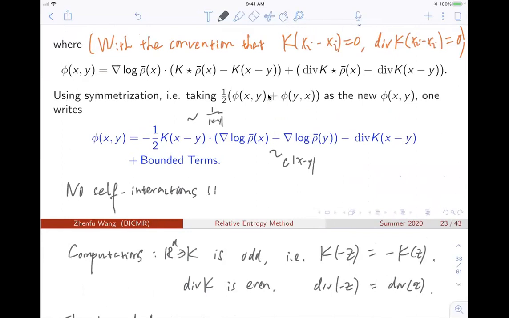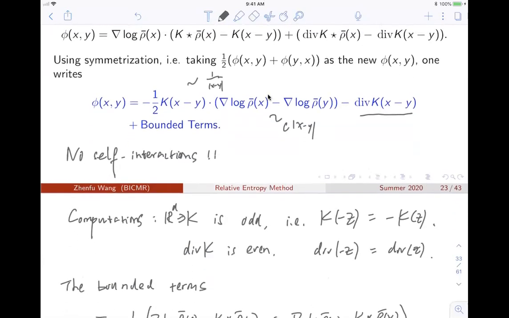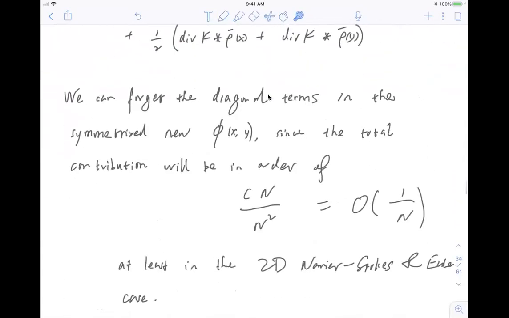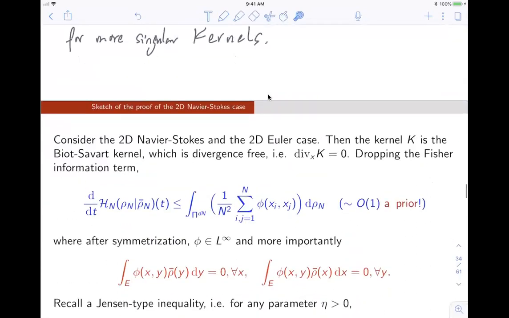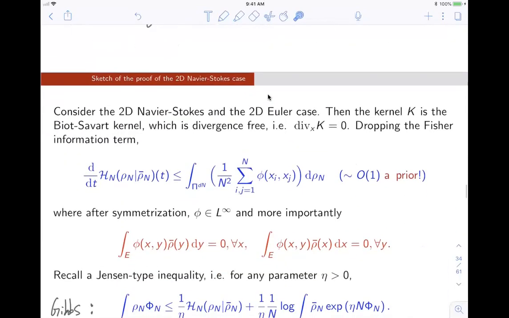In particular, in the Biot-Savart kernel case, the divergence of k is 0. The Biot-Savart kernel is divergence free. If you take the divergence, you get 0. So the last term disappears. Now we just need to control this estimate.